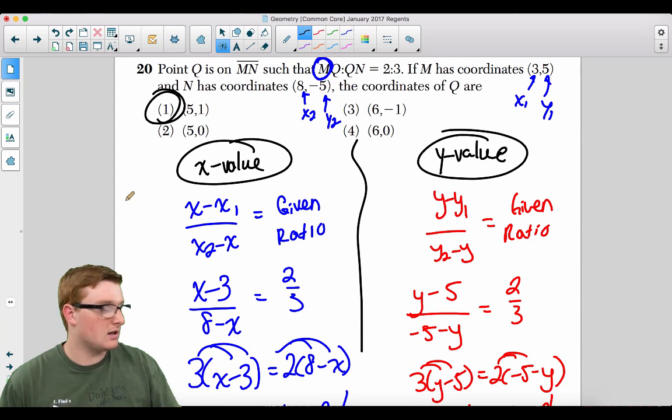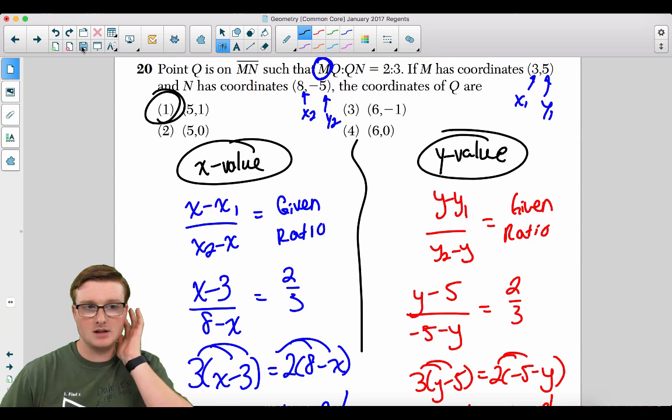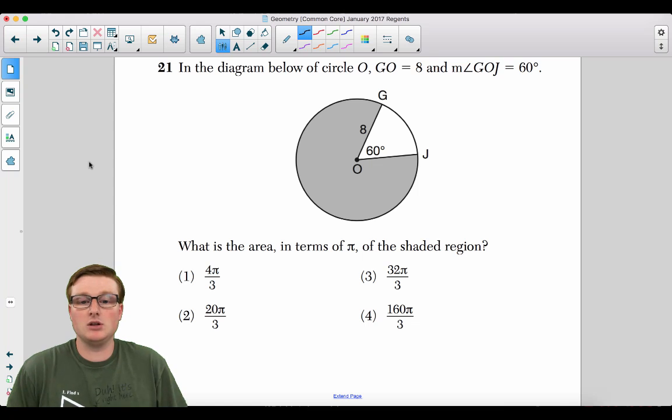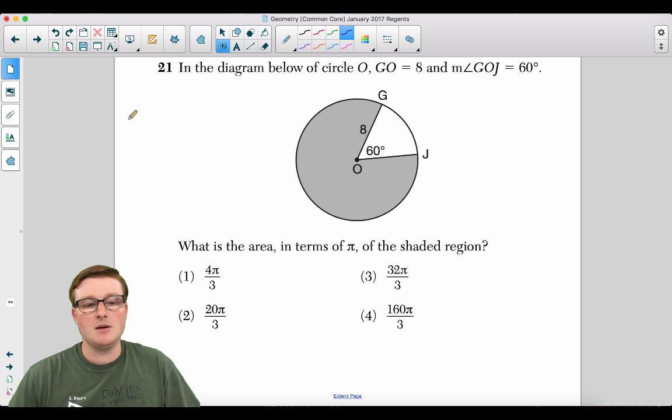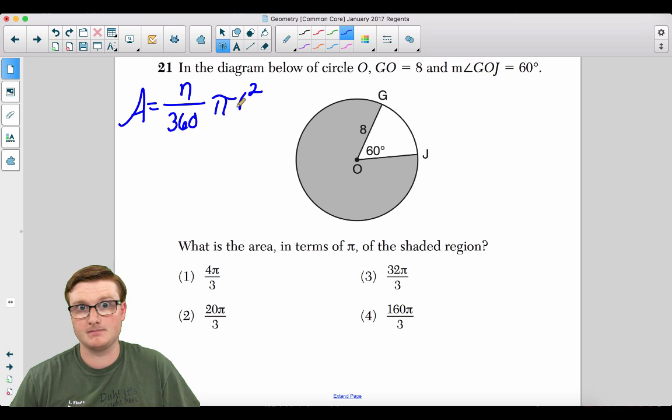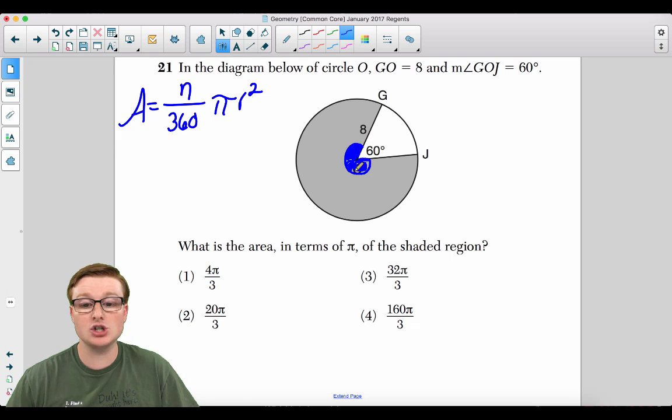All right. Coming down to the last few questions here. Number 21. In the diagram below of circle O, GO is 8, and the measure of angle GOJ is 60 degrees. What is the area in terms of pi of the shaded region? Okay. By now, you should know that the area of a sector is n over 360 pi r squared. Okay? You need, however, to find this angle measure because it's asking you for the shaded region.